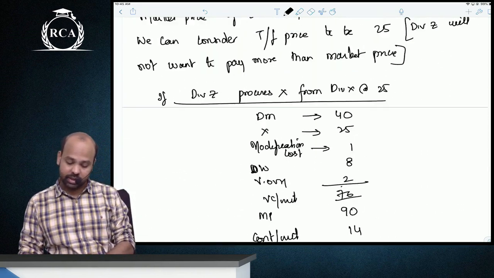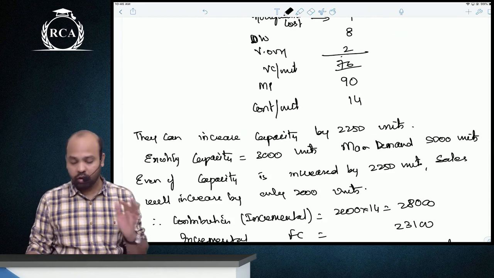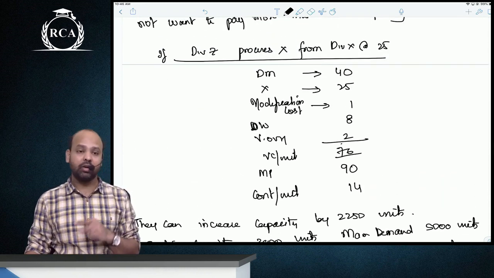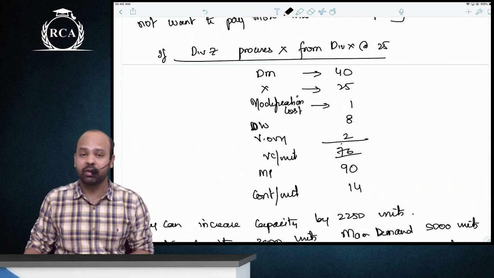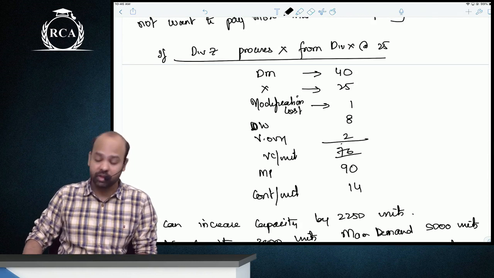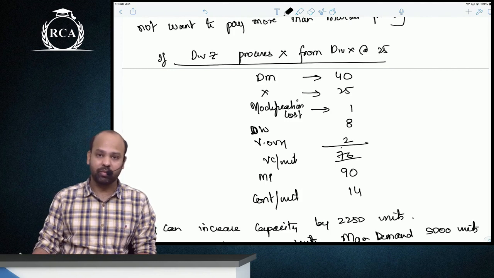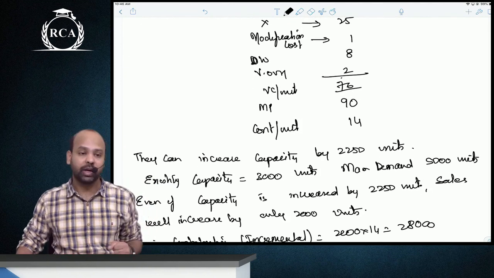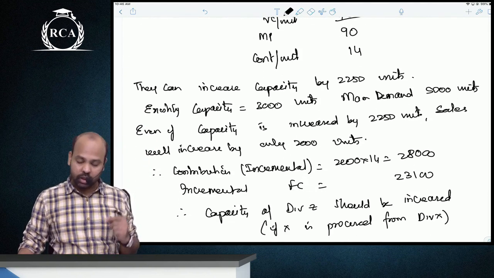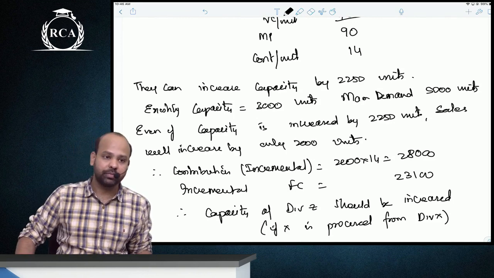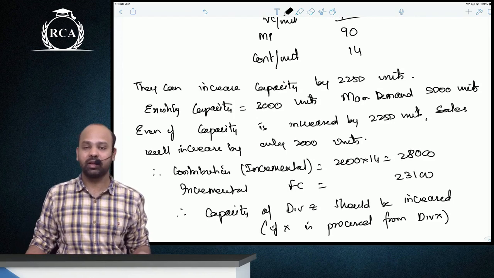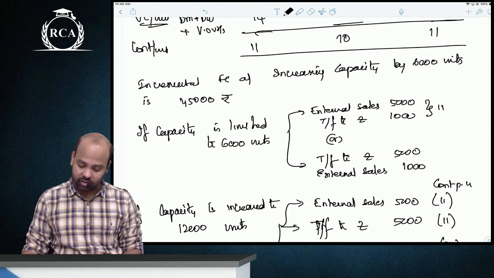Here, division Z's calculation was all dependent on them procuring from division Y. If they weren't procuring from division Y, their external procurement cost would have become 28 instead of 26 rupees, and their contribution would have reduced by 2 rupees. In spite of that, their total contribution would have been 24,000 and their incremental fixed cost would have been 23,100. But there is no need to go into that much detail.